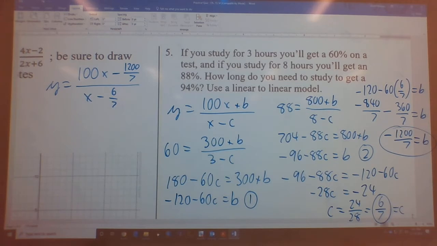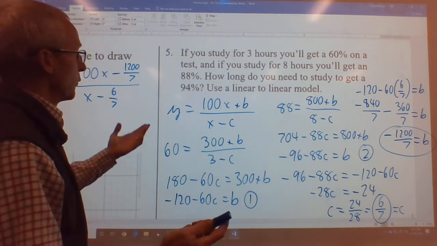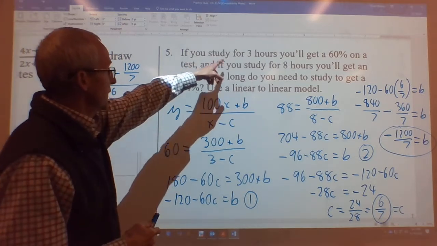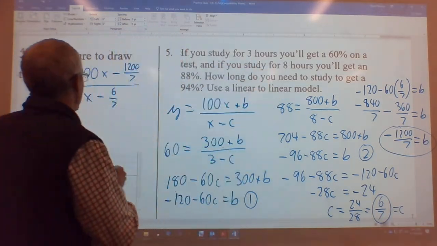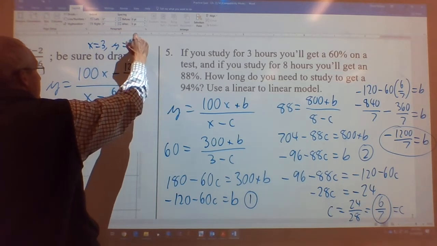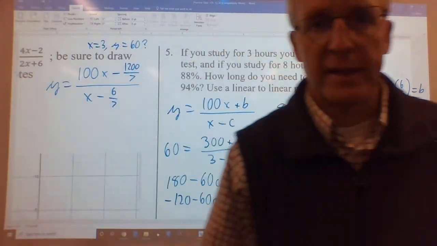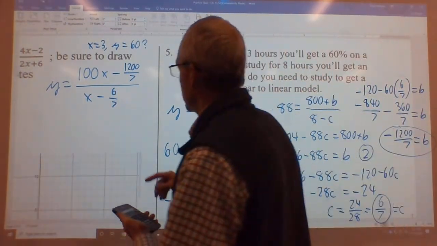Now we could test our answer by plugging in one of these points. Let's do the first one: 3 hours, you get a 60%. When x equals 3, does y equal 60? I'm a little worried here because it's easy to make mistakes, and I don't have a bunch of people here to catch my mistakes, so let's try that.